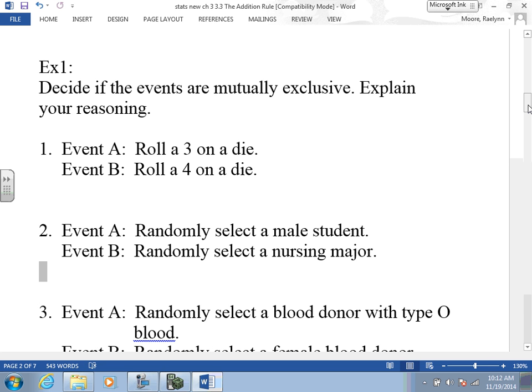Event A, you roll a 3 on the die. Event B, you roll a 4 on the die. Are they mutually exclusive? Because can they happen at the same time? No. So those guys are mutually exclusive.